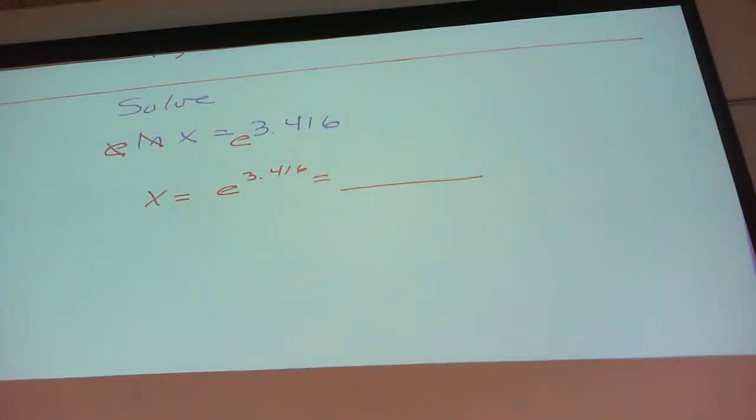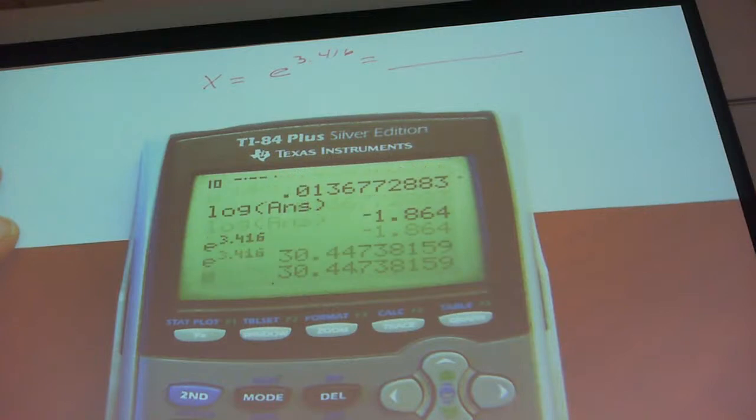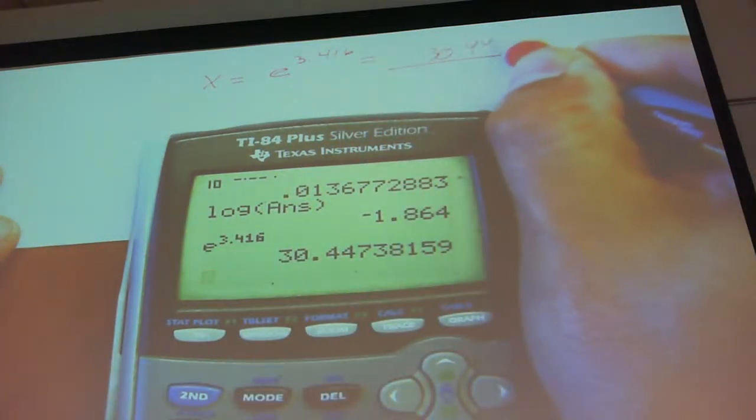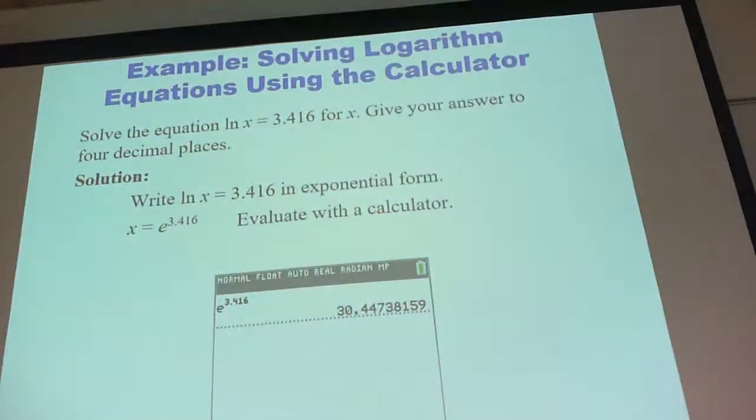Practice where that button is. We did e last class. So practice where that button is. So the opposite of ln is e. Now practice that button from last time. E second ln 3.416 gives you 30.447. And again, plug it back into the original and you get it back. In the calculator, that's what it looks like.